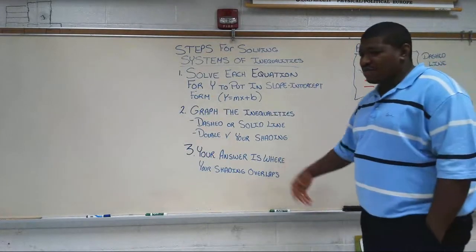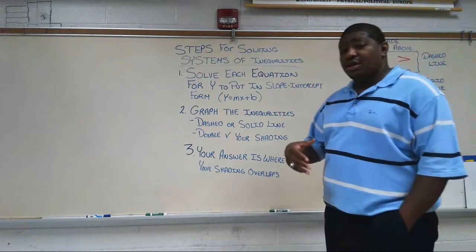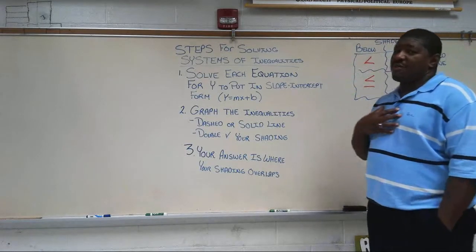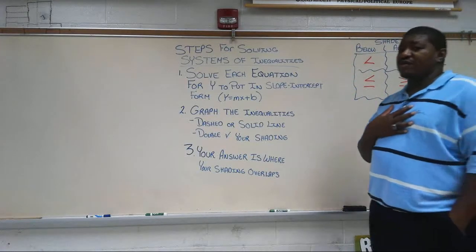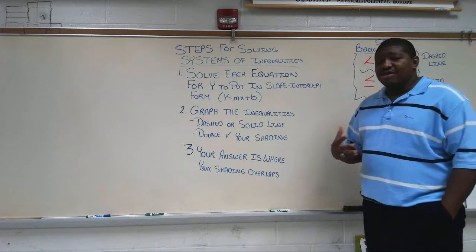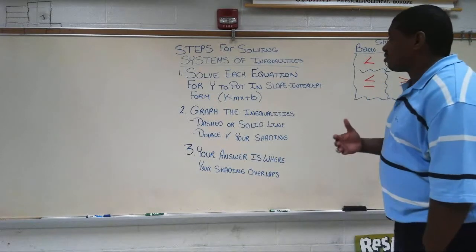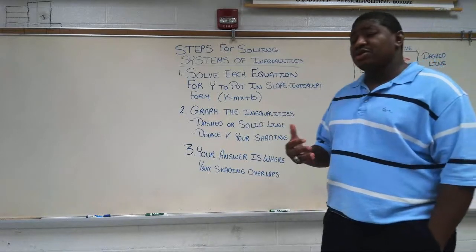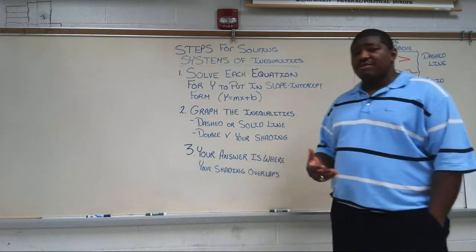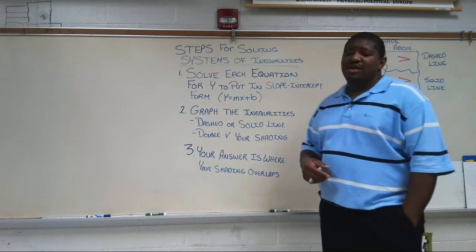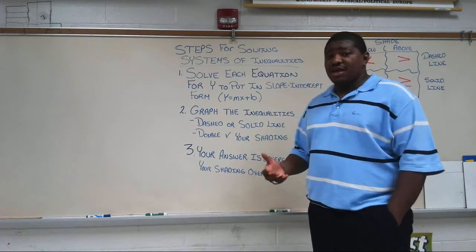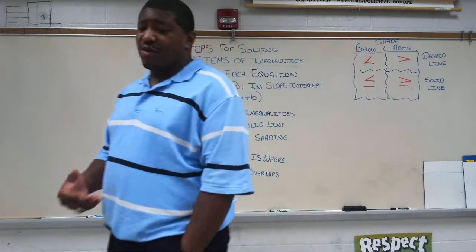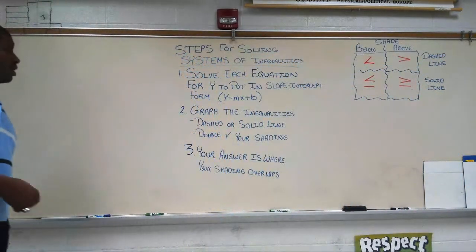But also, I want to make sure you remember that you can always double check where you shade, and I'm always going to use 0, 0 whenever my line does not go through that point. I'm going to plug 0, 0 in for x and y in my equation and see if it makes a true statement. If it makes a true statement, that side is the side I shade. If it does not make a true statement, then I shade the other side. So that is a way that you double check it.